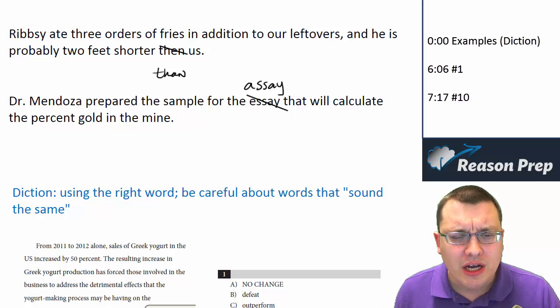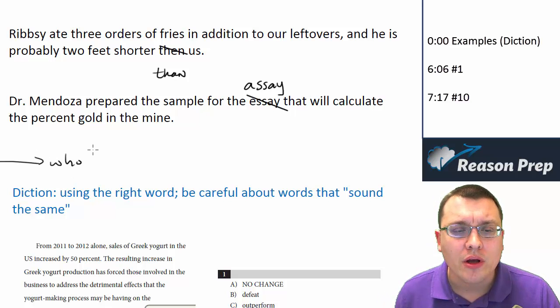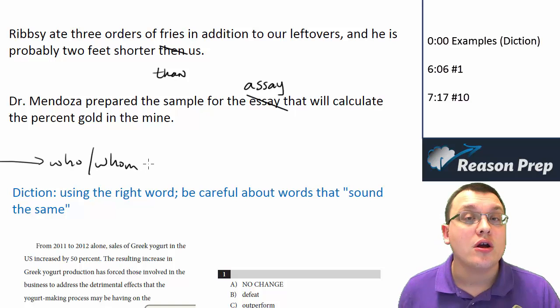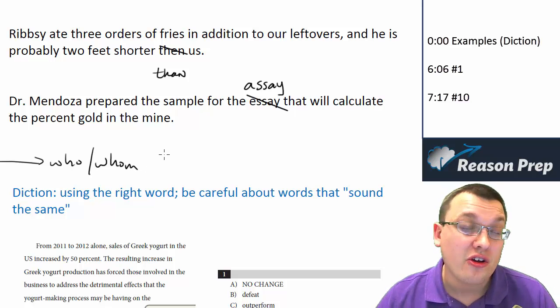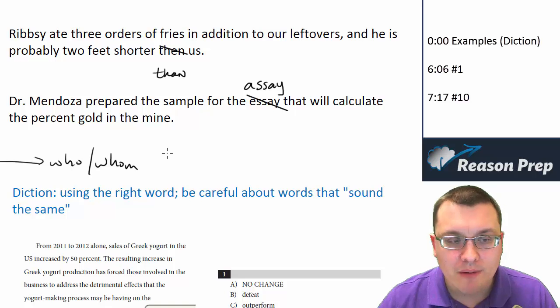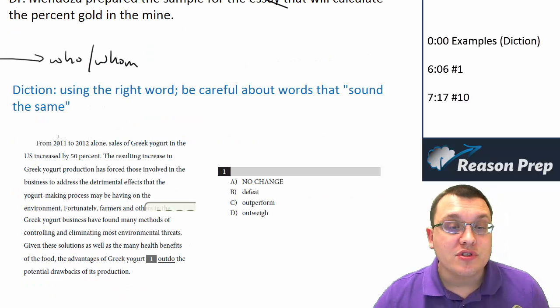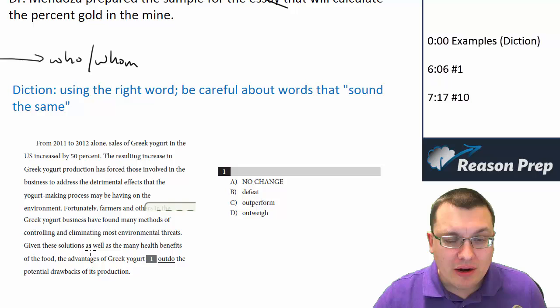One thing I forgot to mention: who and whom. Don't forget who and whom, which we discussed the rule for earlier, would also be considered, I guess, a diction error. Let's look at some examples. From number 1, we'll go down here.